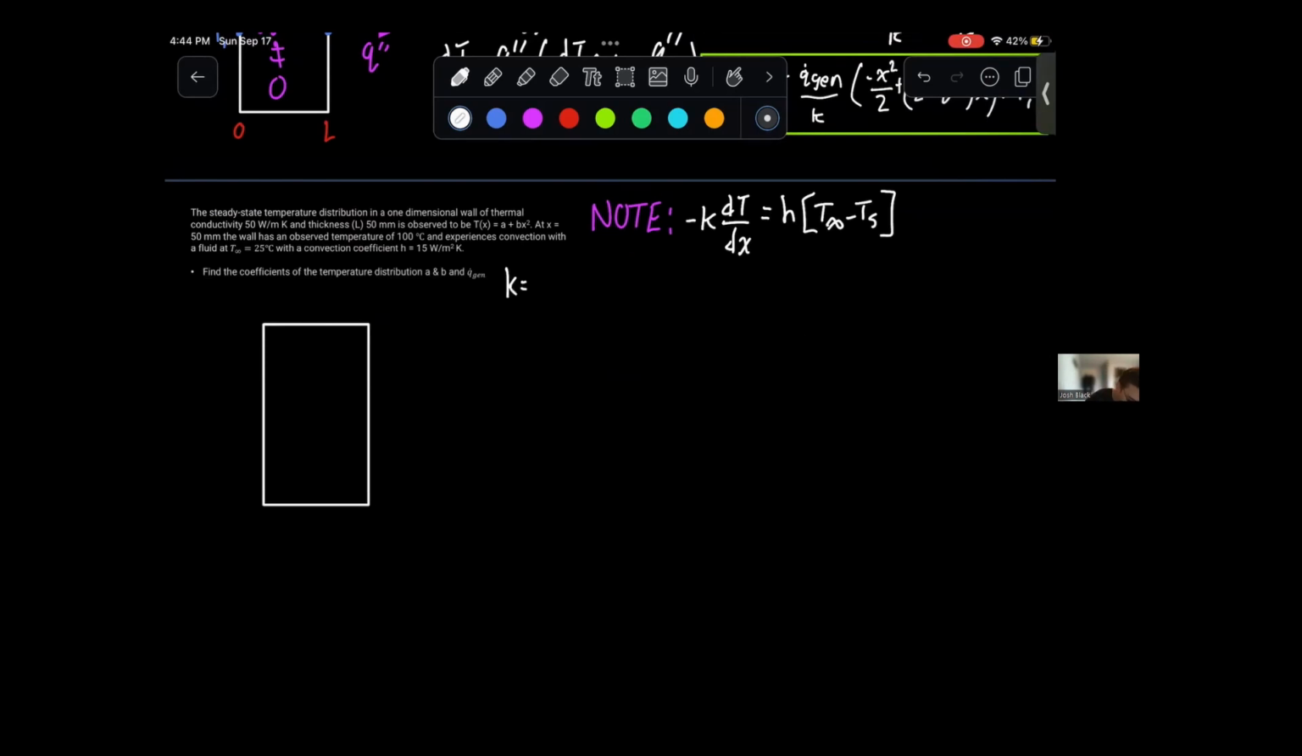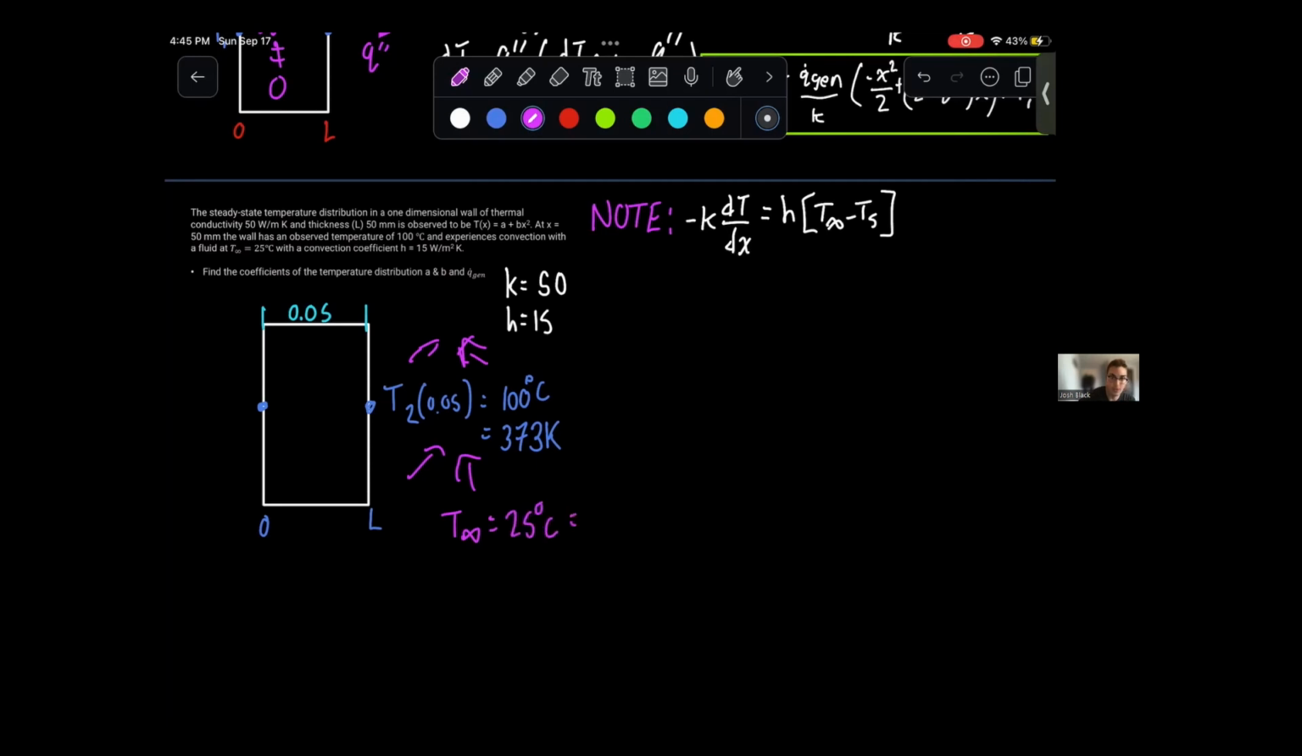All right, and let's write our notes. K is equal to 50, h is 15. We have a thickness of 50 millimeters, 0.005 centimeters. We're given T2 or TL is equal to 100 degrees C, which is equal to 373 Kelvin. T infinity, that's just kind of whooshing around here. Let's say it's like air or something, I don't know. And convection, 25 degrees C, which is equal to 298 Kelvin.